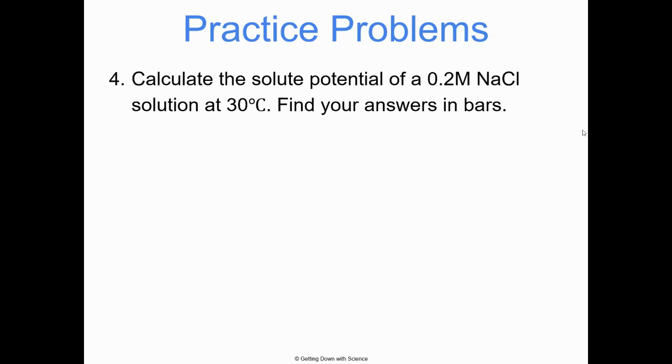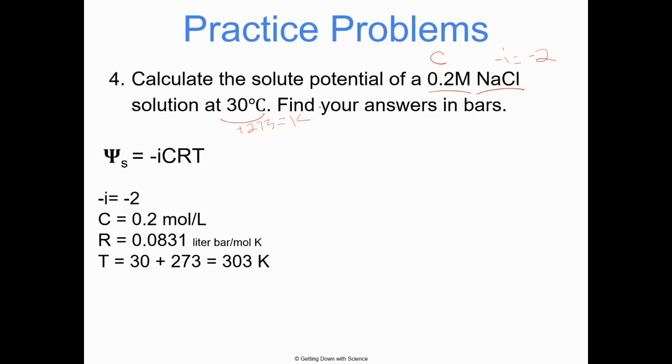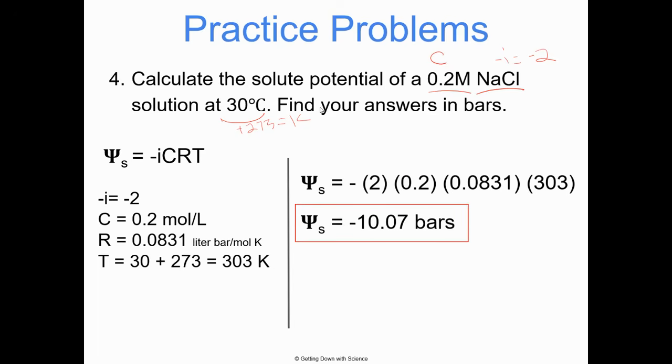Okay, let's look at number 4. Go ahead, read through this, try to calculate an answer, then we'll come back together. All right, so here we're looking at solute potential again. So here's our formula. In this example, this is going to be our C, so we know the molar concentration is 0.2. NaCl is going to form 2 particles, so negative i is going to be negative 2. And then we know it's at 30 degrees Celsius, so we'll do that plus 273 to get Kelvin. So that's what you should have plugged in there into your formula. And if we plug all of that in, you should have gotten a solute potential of negative 10.07 bars.